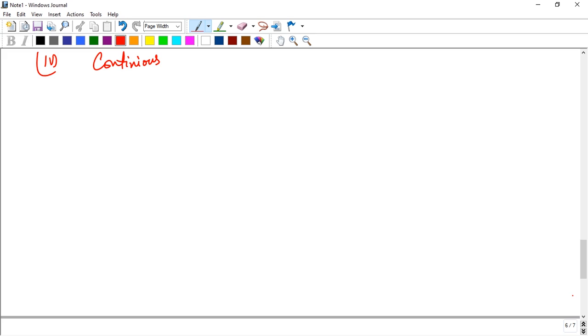And the number 5 point, the last point, is that they do not form closed loops. That's the 5th point. That's very important for short questions.